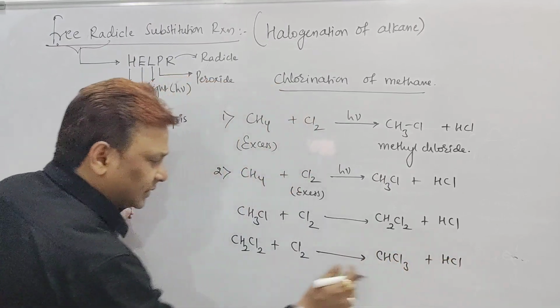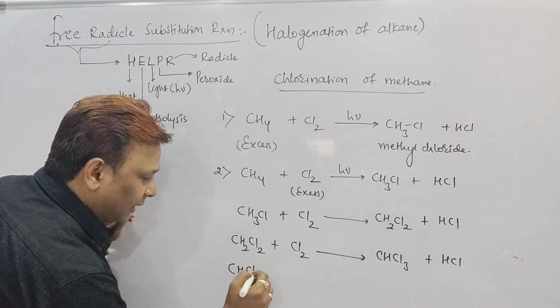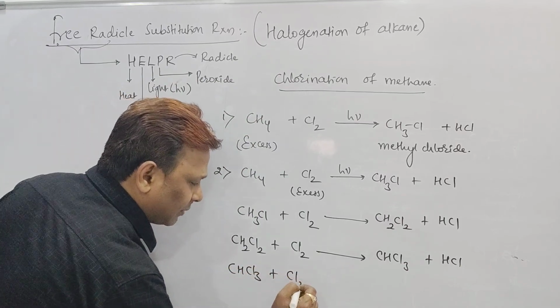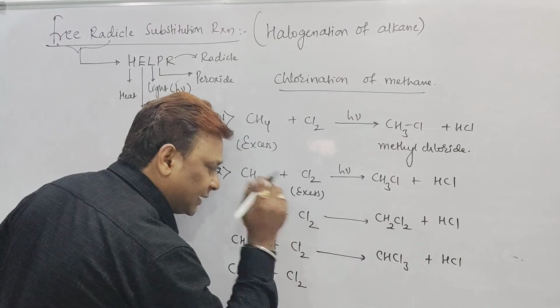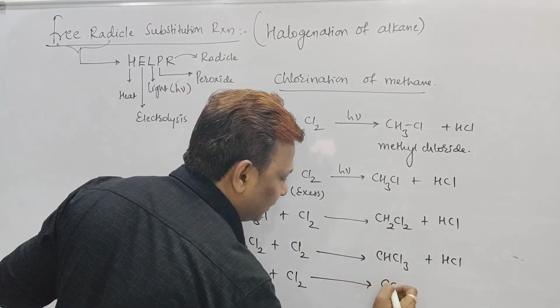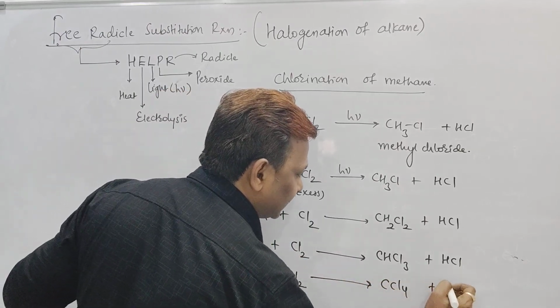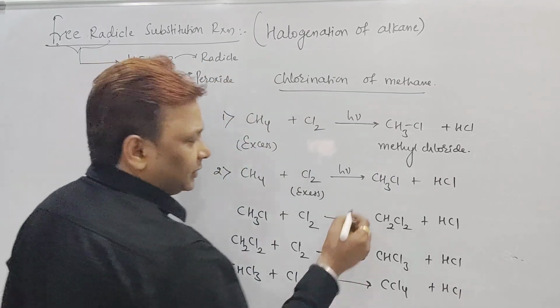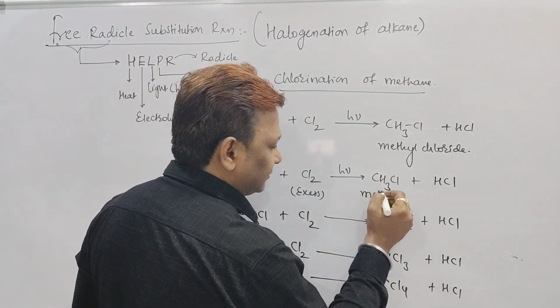This CHCl3 is called chloroform. And this chloroform again combines with chlorine because chlorine is in excess, and now it forms carbon tetrachloride plus HCl. See, what did we get? The first product is methyl chloride.